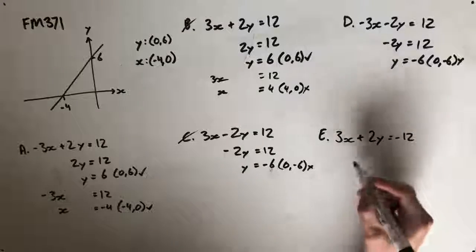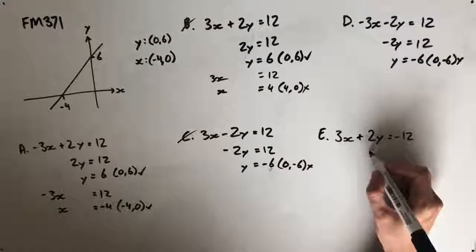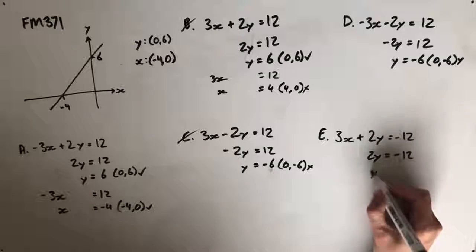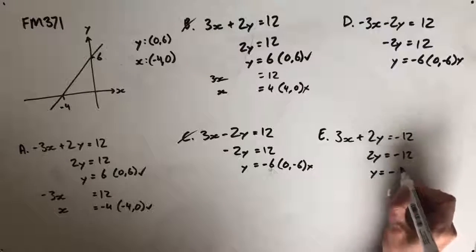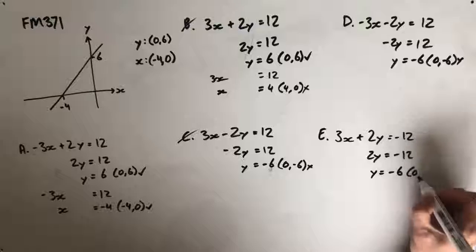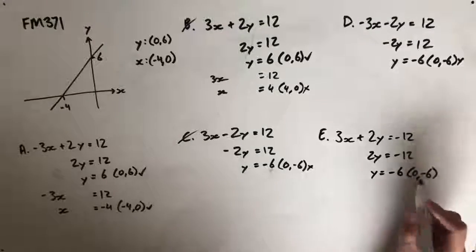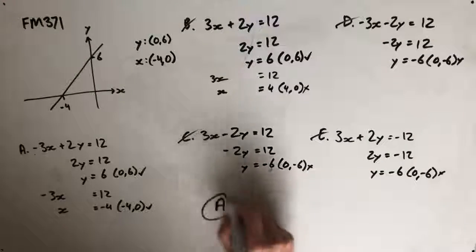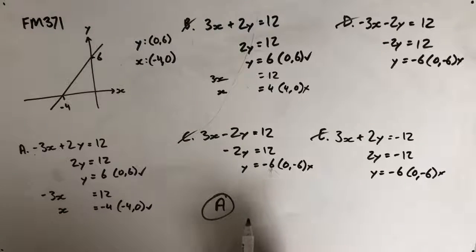Option E. Substituting 0 for x, we're left with 2y equals -12. Solving for y, we get y equals -6, which once again lands us at the wrong y-intercept. It isn't our answer. Option A was our correct answer.